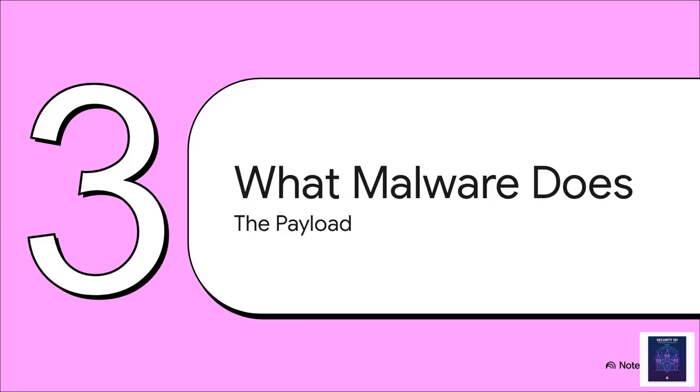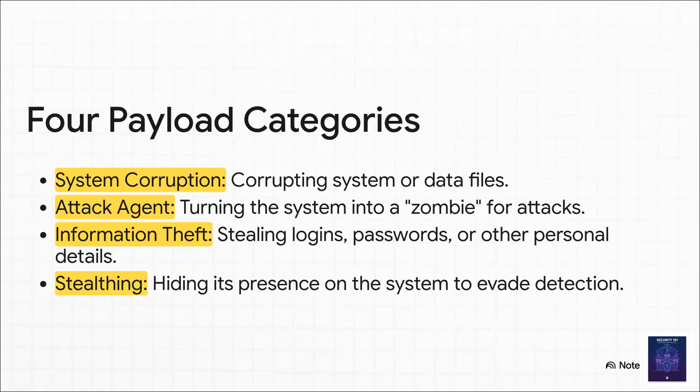Okay, so we've covered how malware gets in. Now for that second question. What does it do once it's on your system? This is the payload. This is the whole point of the attack. Generally, these payloads fall into four main buckets.